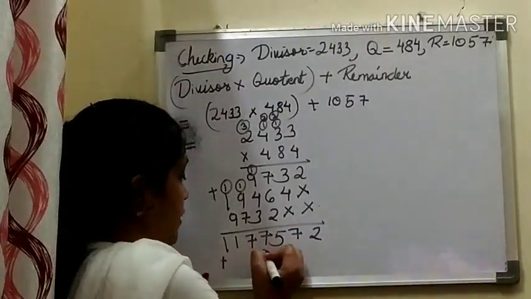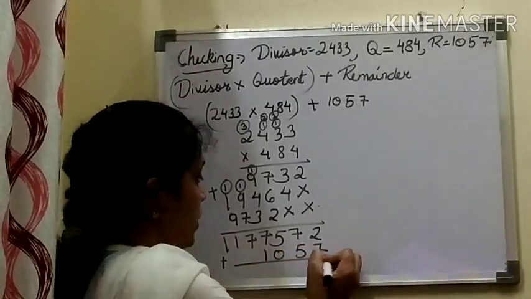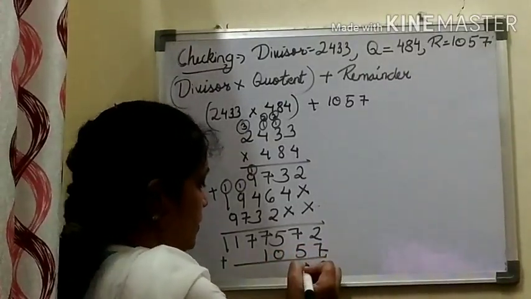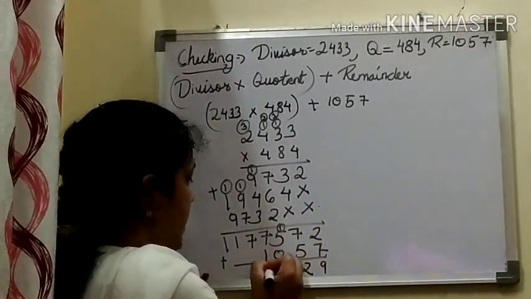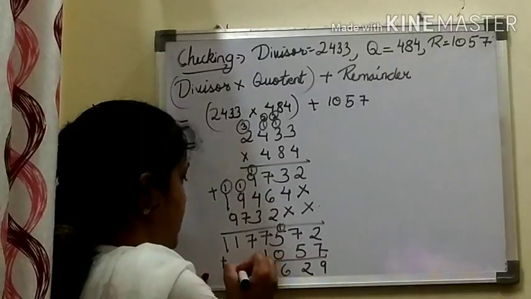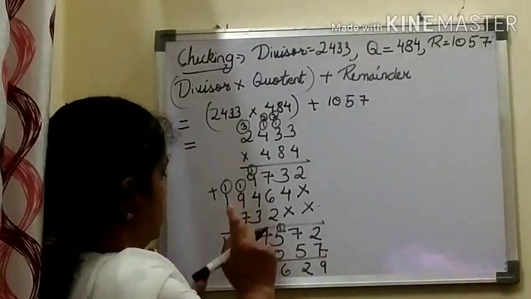Now just add 1057 to it. What did we get? 7 plus 2, 9. 7 plus 5, 12. 5 plus 1, 6. 7 plus 1, 8. 7, 1, 1. We got it or not? Okay.